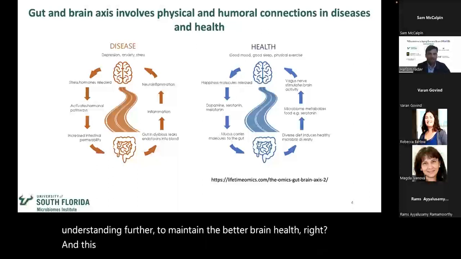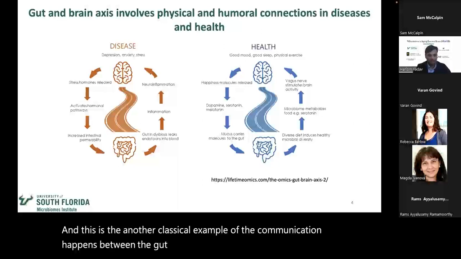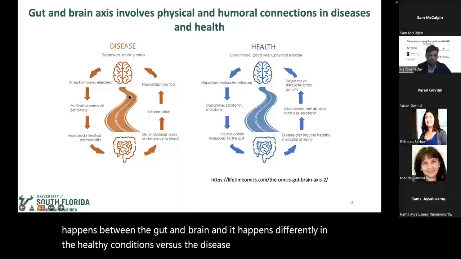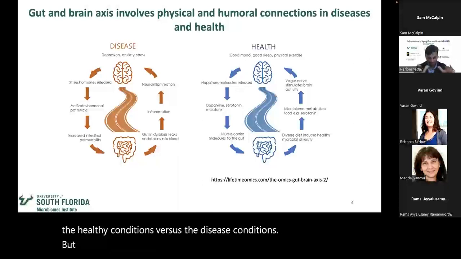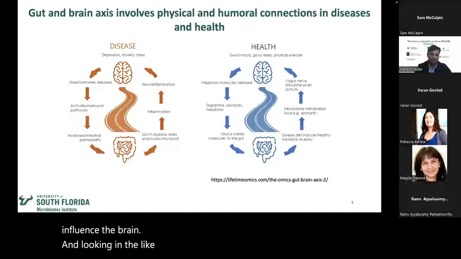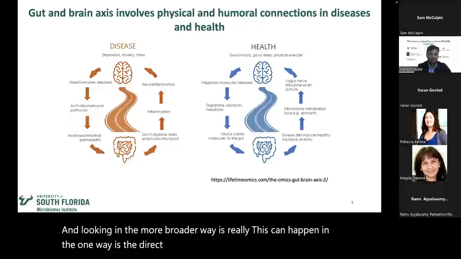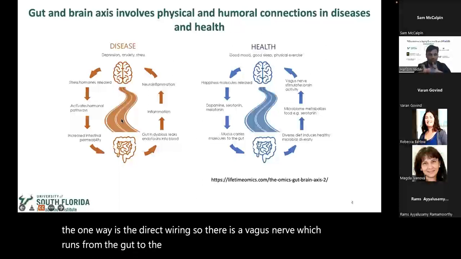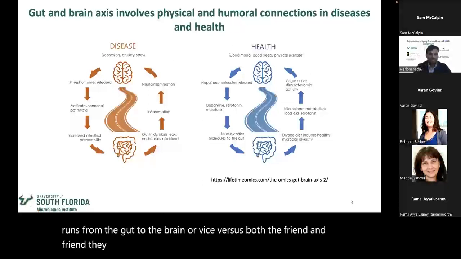And this is another classical example of the communication between the gut and brain, and it happens differently in healthy conditions versus disease conditions. But these communications happen again in both directions. The brain can influence gut health, and gut health can influence the brain. Looking at it in a broader way, this can happen in one way through direct wiring. There is a vagus nerve which runs from the gut to the brain, or vice versa, both efferent and afferent. They are directly connected by wire.